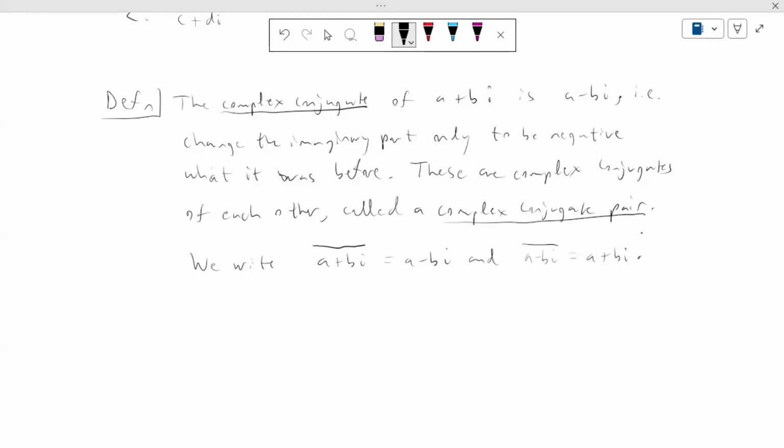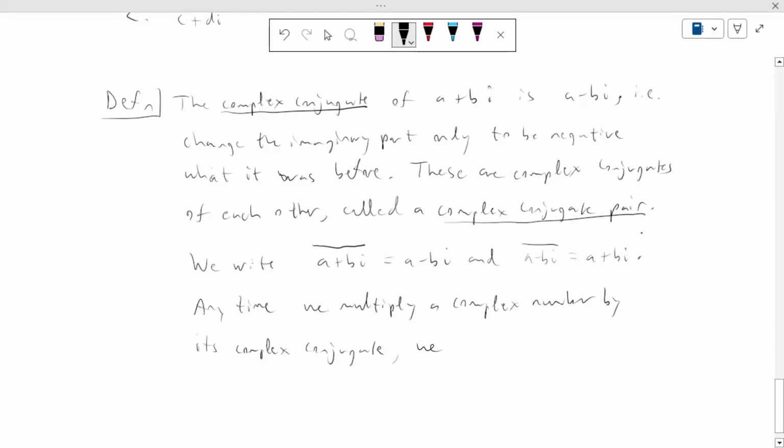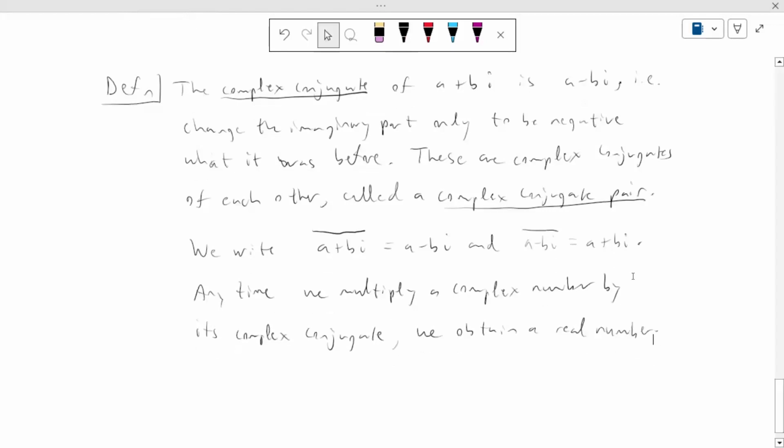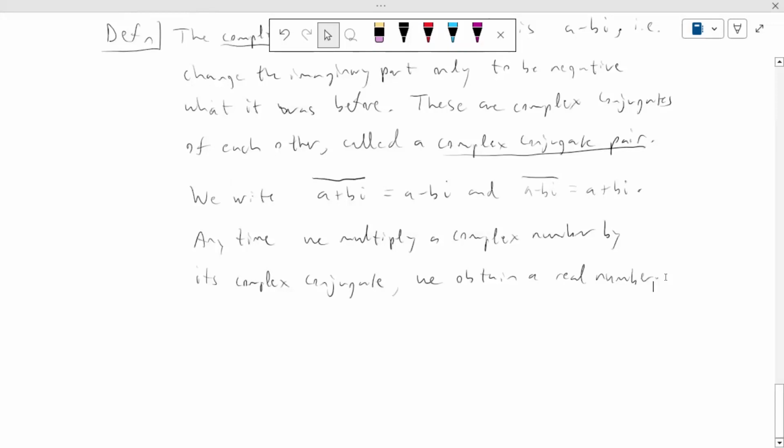So why do we care about complex conjugates? I mean, this is an operation that we can do, sure, but what use is it? Anytime we multiply a complex number by its complex conjugate, we obtain a real number. So if I take any complex number and multiply it by its complex conjugate, I always get a real number out. And so I'm going to demonstrate that now.